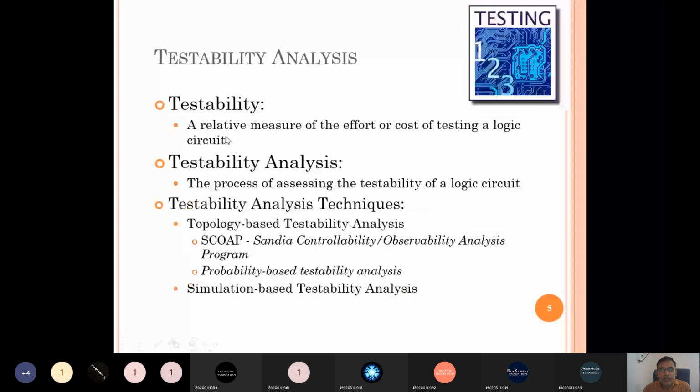Testability analysis, we will continue with the testability analysis from the next lecture, right? So before adding the DFT, we should know why we need to add the DFT, right? So to identify the need, we need to analyze any digital design in terms of testability analysis. Then we'll get the idea why we need to add the extra hardware.